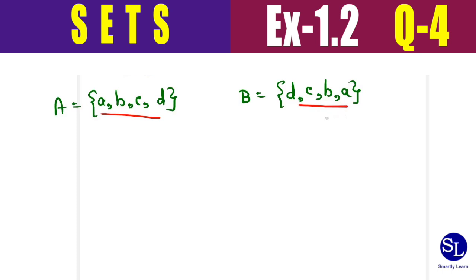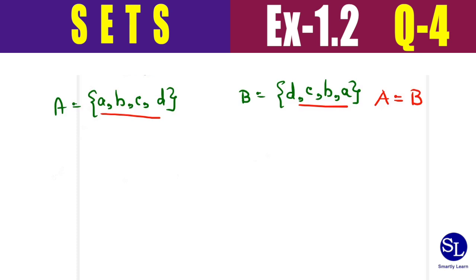Now let's see if we have the same elements in both the sets. In set A, it is written as a, b, c and d. In set B, they've only jumbled the order, but here too the elements are a, b, c and d. Therefore, set A is equal to set B.